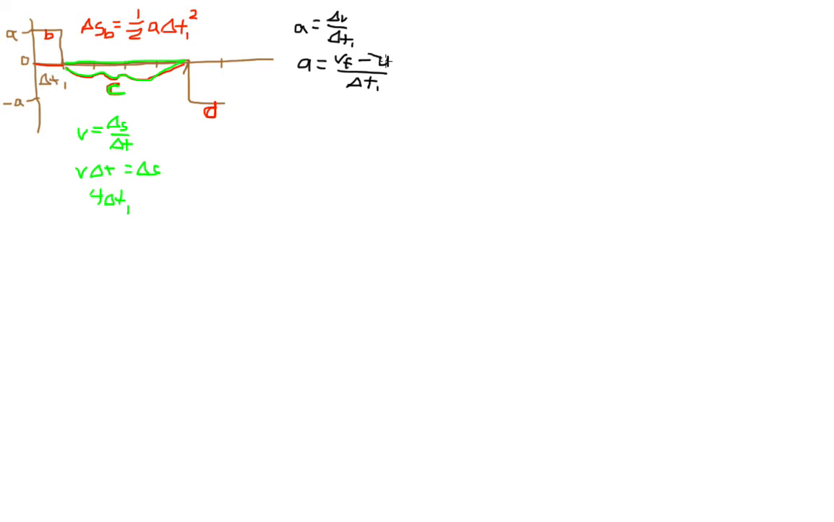Here there's no initial velocity, so this is 0. So a equals vf over delta t1. What's vf? vf is a times delta t1. So the final velocity this thing is accelerated to is a times delta t1. Since this velocity is constant once it's gotten to this interval, I can now plug this value, a times delta t1, into this velocity right there.